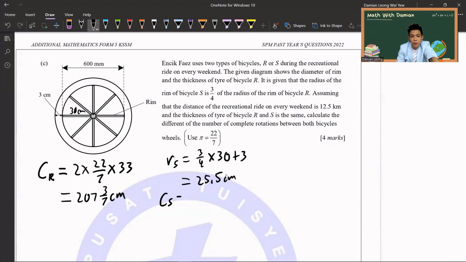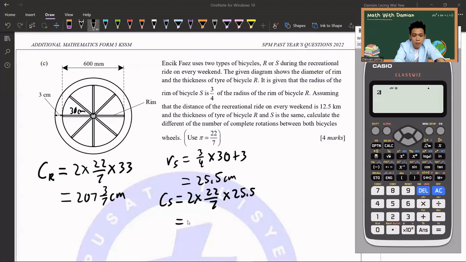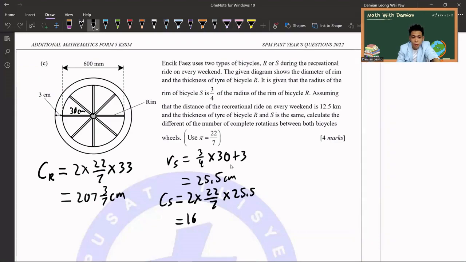So circumference for tire S, 2 pi R. 2 times 22/7 times 25.5. Let's put mixed number as well. 162/7 cm.